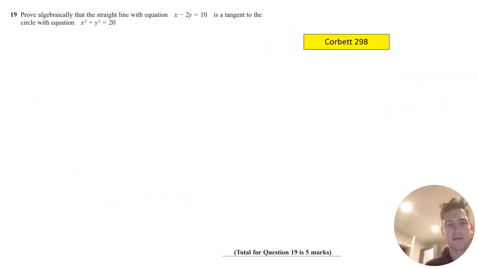Prove algebraically that the straight line with equation x minus 2y equals 10 is a tangent to the circle. Okay, so I think this is 5 marks here. This kind of question is a simultaneous equation question. And if you think about what this actually means, let's draw a circle and let's draw a tangent to that. If I do have a tangent, then they meet at one point. And if they meet at one point, that means I've got one solution. So that's what I want to try and show.